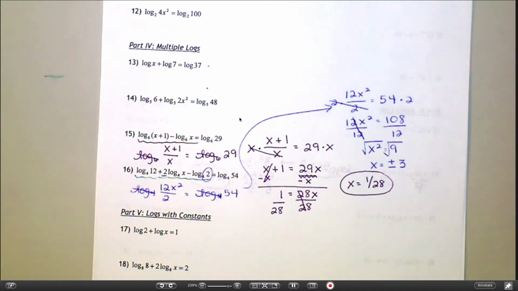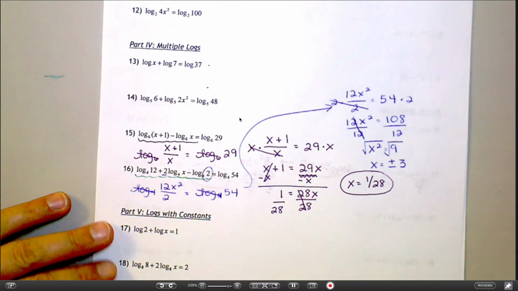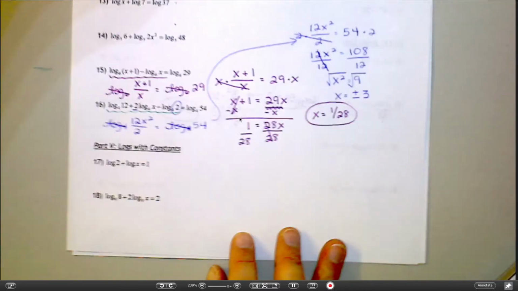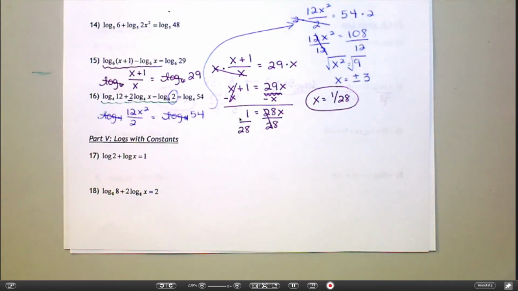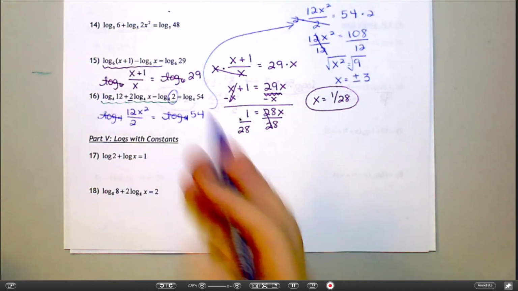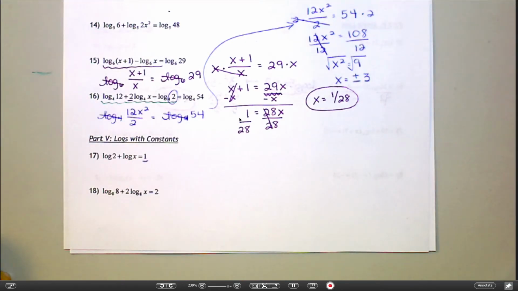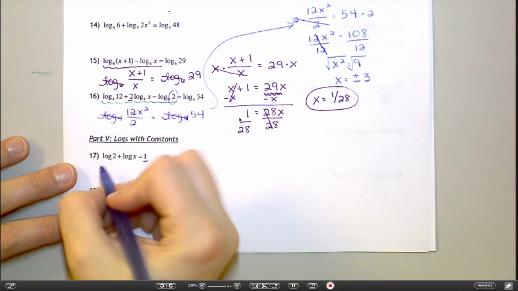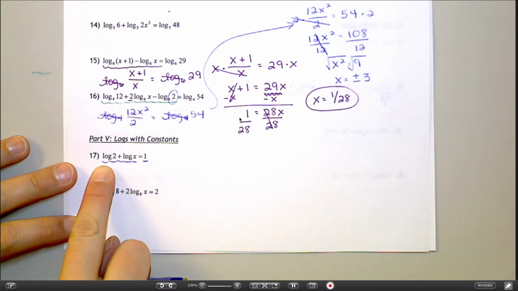Okay. Now let's talk about how those ones that we just did, 15 and 16, are different than 17 and 18. Would you like to do 17 or 18? 17? Okay. What's different about these is that I have this number that is not a log. So I'm not going to be able to just make it a log equal to a log. I'm still going to combine these. How would I combine these two things?